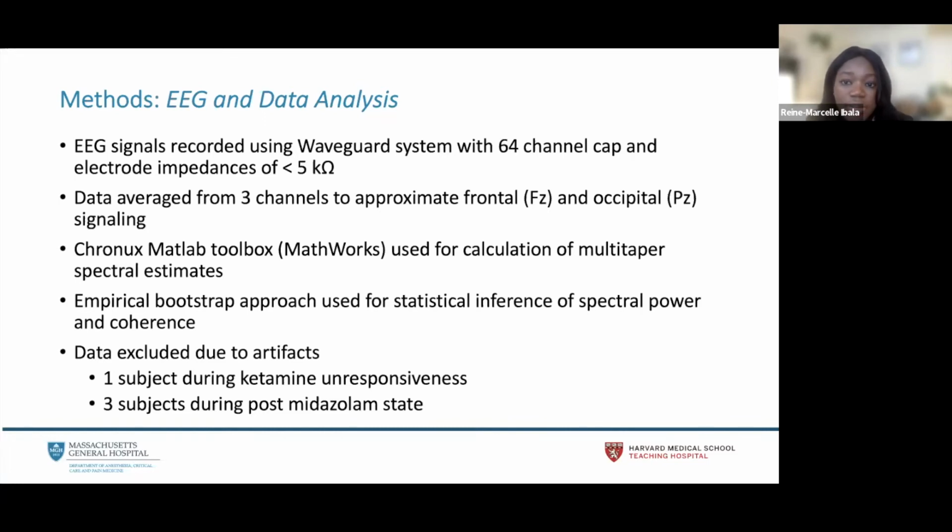We then used the MATLAB Toolbox from MathWorks to create spectrograms from that data using multi-taper spectral estimates, and used an empirical bootstrap approach to make statistical inferences on the spectral power. In terms of our data, only 4 amounts of data ended up being excluded due to artifacts. For one subject, we had to exclude data during the ketamine unresponsive state because of artifacts. And then, 3 subjects' data during the post-midazolam state also had to be excluded because of artifacts.